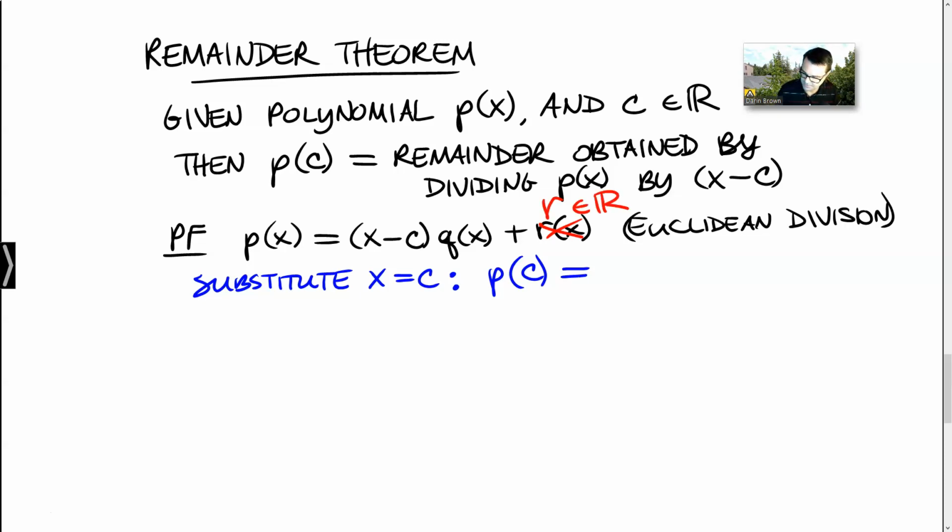So it says p of c is equal to c minus c times q of c plus r. But of course, c minus c is 0. 0 times anything, big fat 0. So p of c is equal to r. That's it. So let's look at an example.